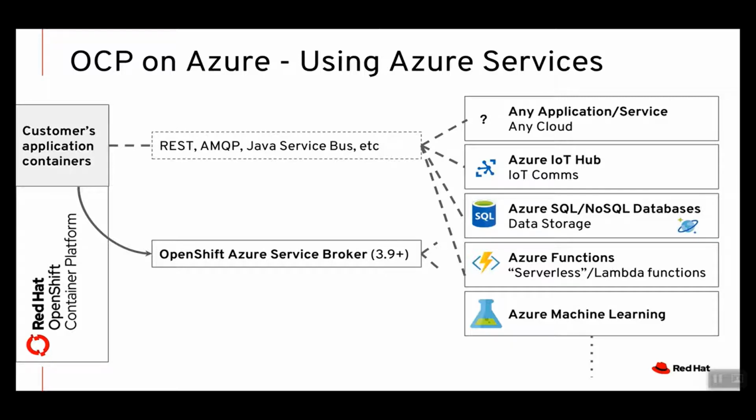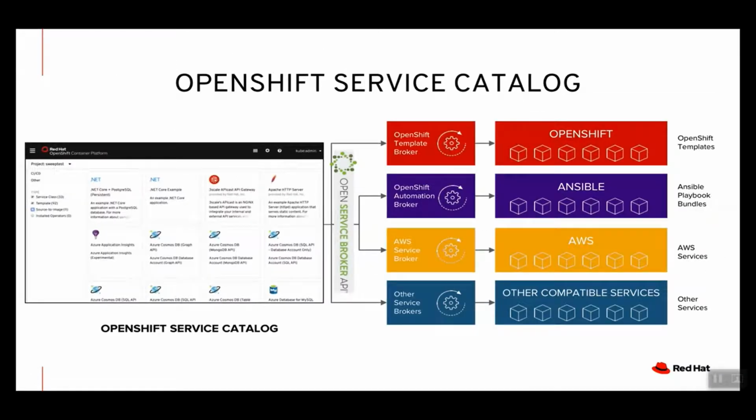So through OpenShift and the Open Service Broker, you can access services like SQL databases or Azure Functions or even Azure Machine Learning through a standardized interface. So in OpenShift, there is the concept of a service catalog that allows you to get access to these.